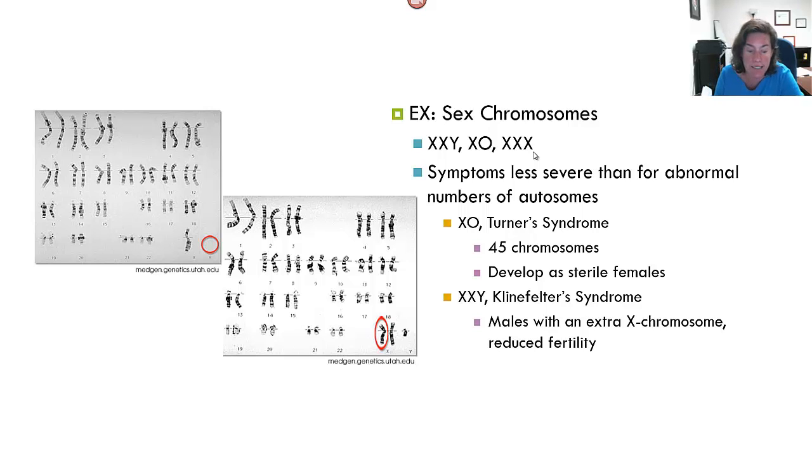One of the most classic examples of chromosomal mutations involving sex chromosomes is Turner syndrome. As you can see in this first graph here, we have an X, but we have no Y. So individuals, instead of having the normal 46 chromosomes, have 45 chromosomes, and they generally develop as sterile females. In this example here, we have an X, another X, and then a Y. This is known as Klinefelter syndrome. So they are generally males with an extra X chromosome, and they generally have reduced fertility.